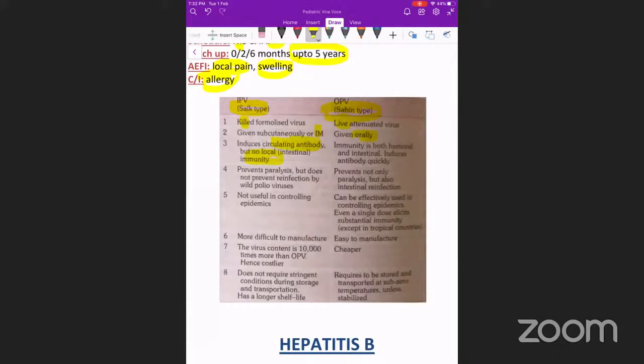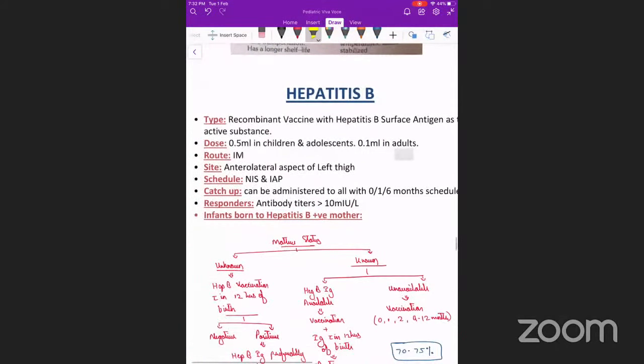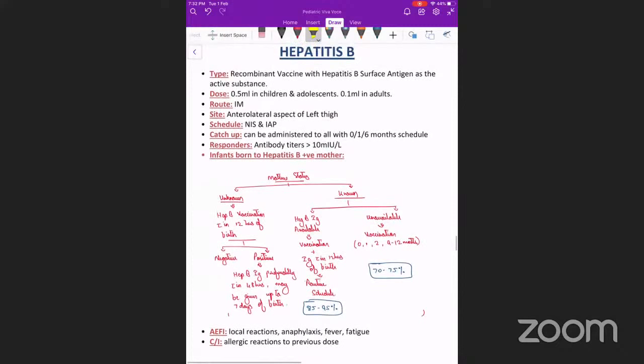Fine. IPV prevents paralysis, but it does not prevent reinfection by wild poliovirus. But OPV prevents both. IPV is not useful in controlling epidemics, but OPV can be effectively used during epidemics as well. IPV is more difficult to manufacture as compared to OPV. These are the few points that you have to remember. Now we are done with two vaccines, BCG and OPV. Next, we are going to deal with hepatitis B.